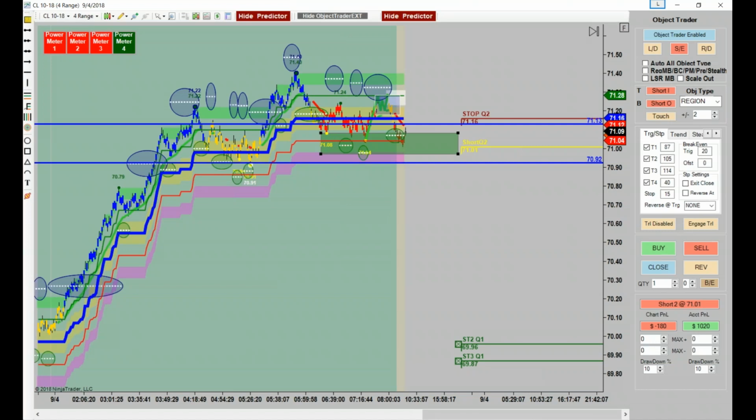See if we get one more contract, or we'll get stopped out. We'll put it on exit on close.